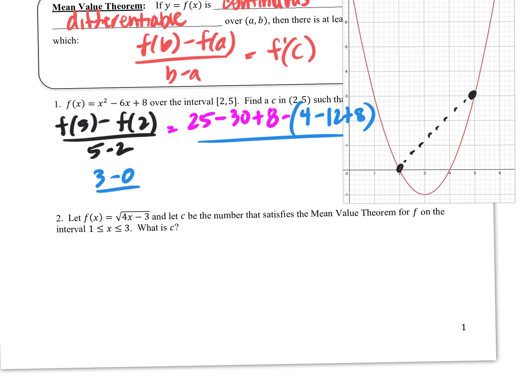Beautiful. What is my average slope? 1. Wow. That doesn't really look like it on my graph, but I guess, oh, it does look like it. Up 1 over 1. What a goober I am. Looks like it. Okay, so you guys, look at what we just did.